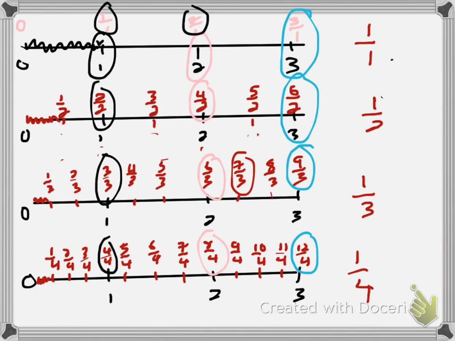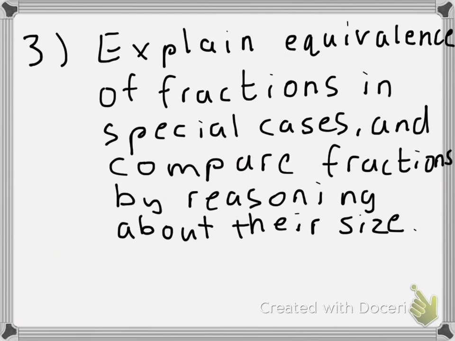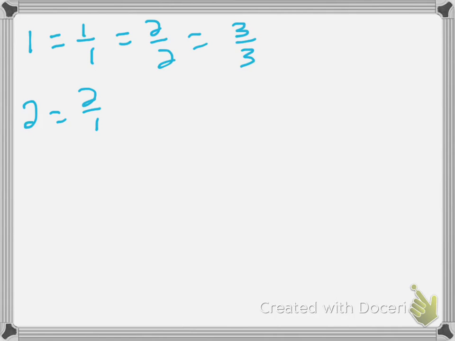Okay, so I'm going to write that down on the next page. And it's very simple for us to understand. What are equivalent fractions? They're simply this. They represent the same point on the number line. Let's write that down. So far we have seen that 1 equals 1 over 1 equals 2 over 2, and that equals 3 over 3. And we've also seen that 2 equals 2 over 1, and also 4 over 2, and also 6 over 3.